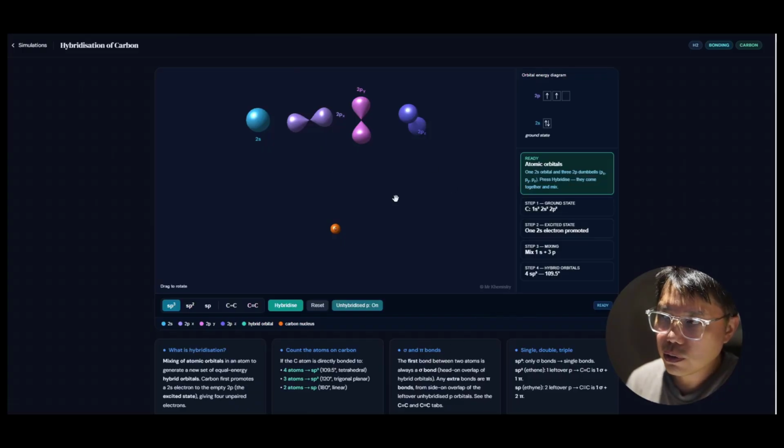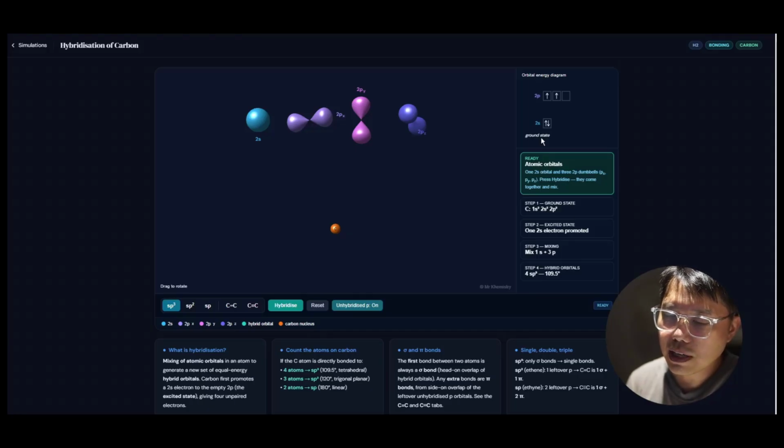Okay, so here you have your atomic orbitals, your 2s and 3 of your 2p. Then you have your carbon atom. If you notice on the right, you have your 4 valence electrons. 2 are in the 2p orbitals, and 2 of them are in the 2s. This is the ground state.